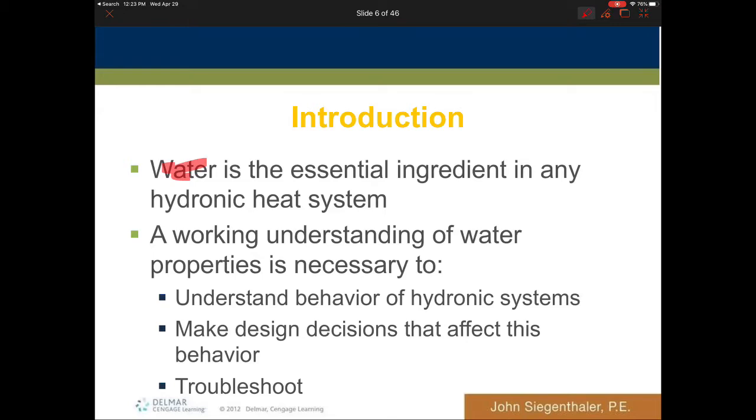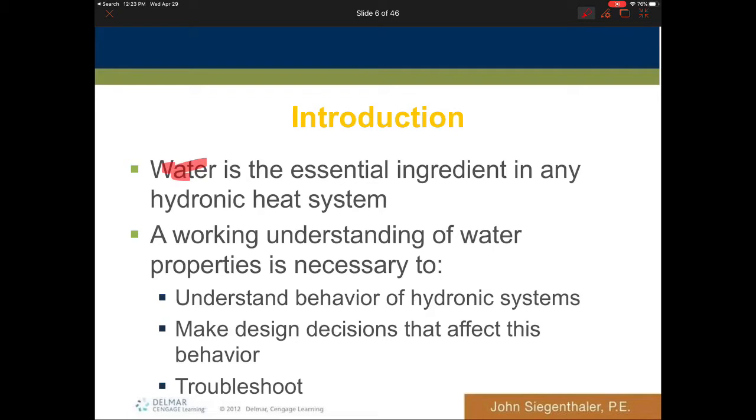Okay. All right. So one of the things about water is the fact that water is really the main fluid, the main medium, that we circulate through a lot of our systems. Now, we also use water in the case of, let's say, steam systems, and that's still considered a hydronic system, but it's just a different type of hydronic system where we're utilizing latent energy in the fluid.